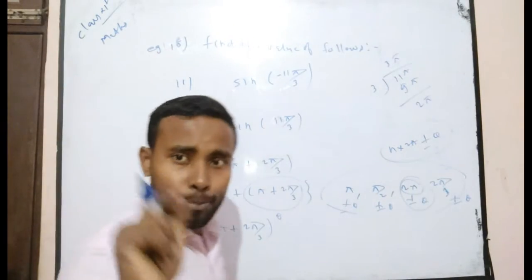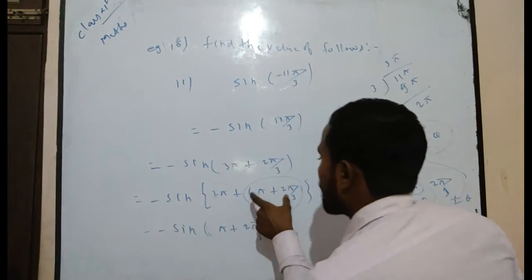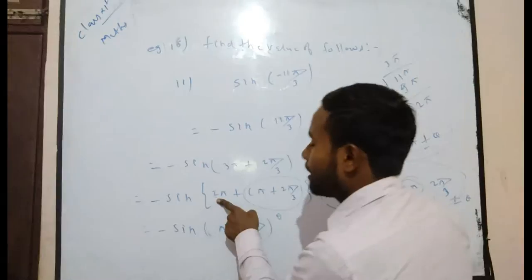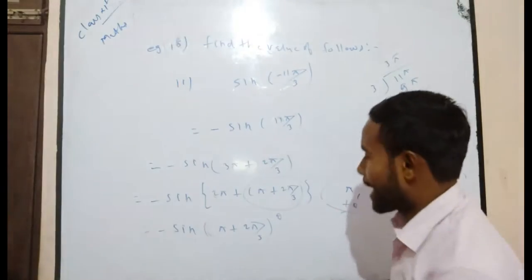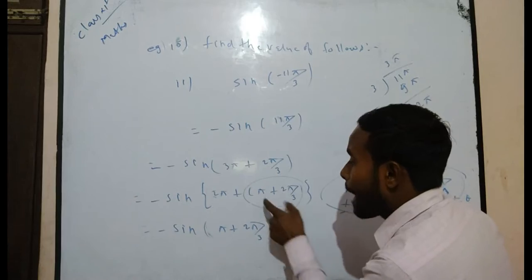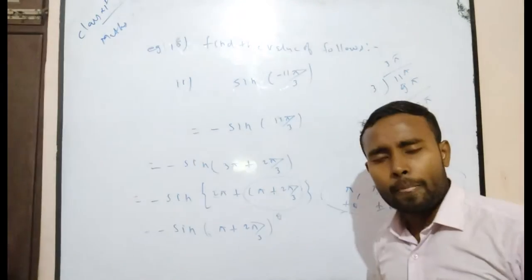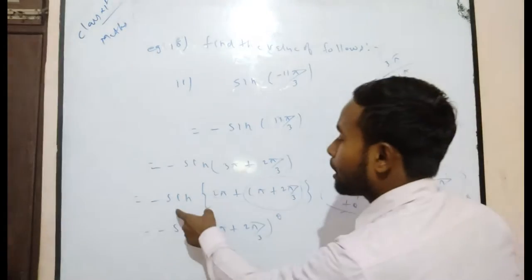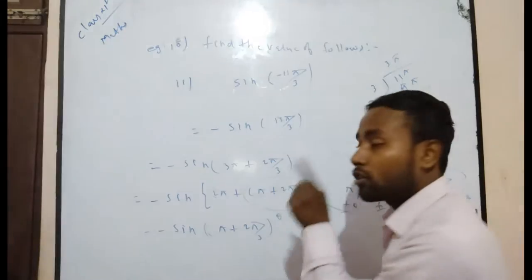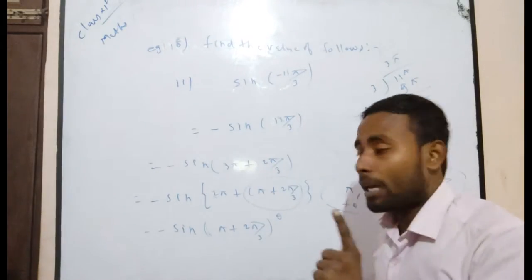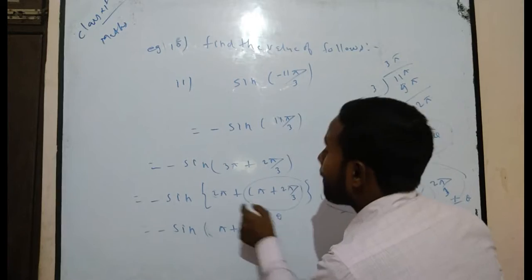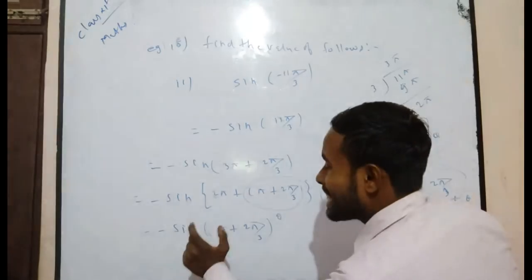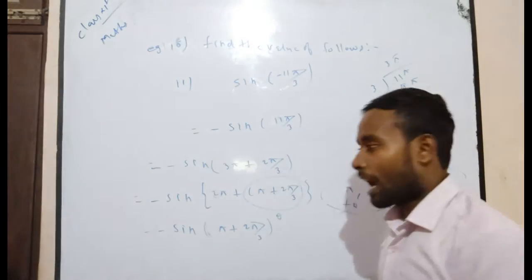How do we write this? Simply suppose this angle as θ. In that case sin(2π + θ) is equal to sin θ. Here suppose π + 2π/3 is just like a θ. So after putting the formula sin(2π + θ) = sin θ, and having supposed θ = π + 2π/3, you can write sin(2π + 2π/3) is equal to -sin(π + 2π/3).